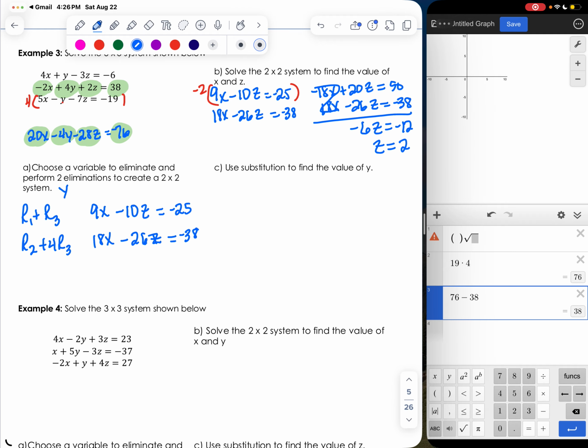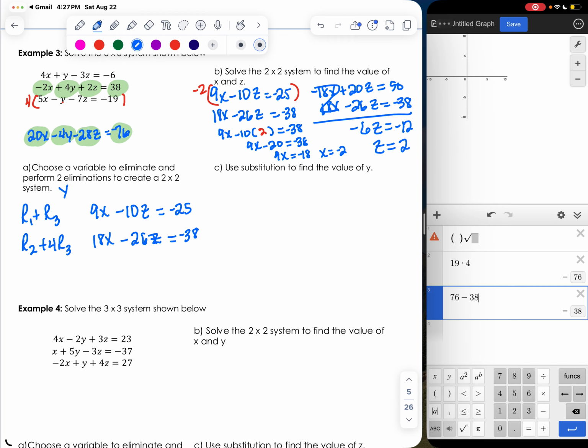All right, I've got z. Now I'm going to find x. So I'm going to take 9x minus 10, and I'll plug in the 2 equals negative 38, and we'll solve for x. So this would be 9x minus 20 equals negative 38. Add 20 to both sides, and we get negative 38 plus 20 would be what? Negative 18. So x equals negative 2.